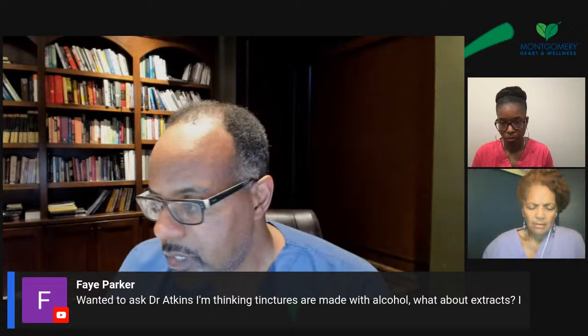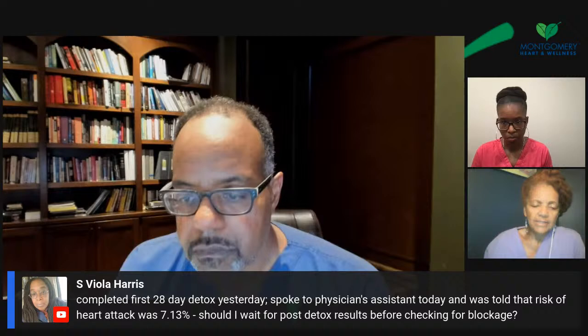You look at the concentration of them. A lot of extracts are in alcohol, but it may say 25 or 30% alcohol, and it's a very small amount when you're doing drops. So generally, it's more helpful than harm. It's not like drinking a 4 or 8 ounce glass of alcohol. Tinctures can be helpful too. You just look at the concentration to see what you're getting.